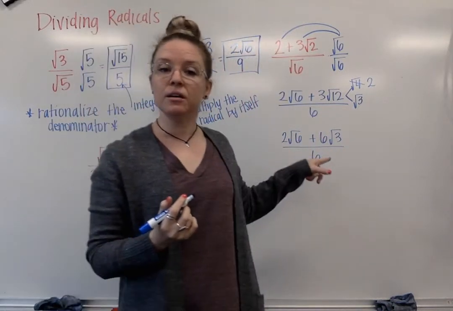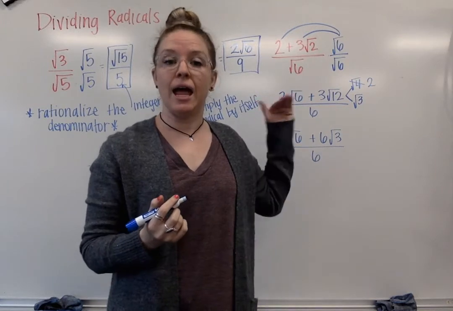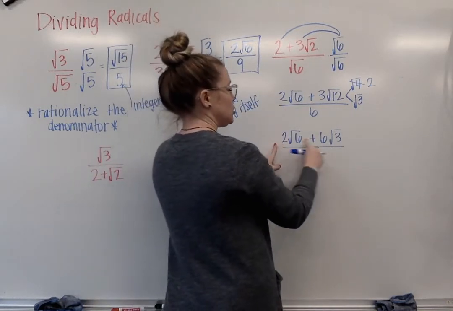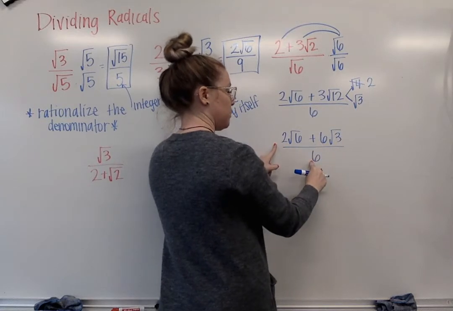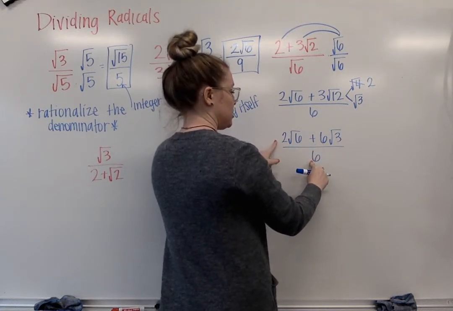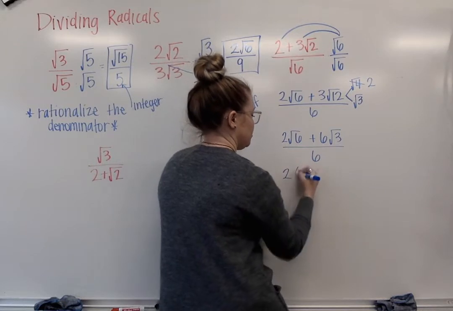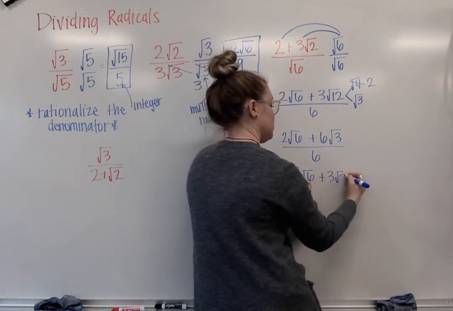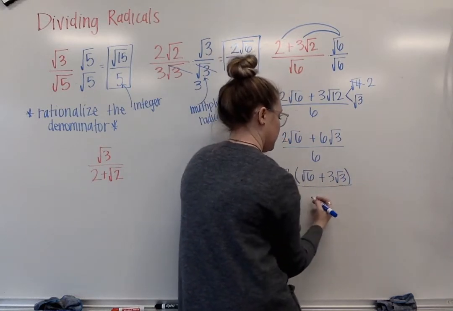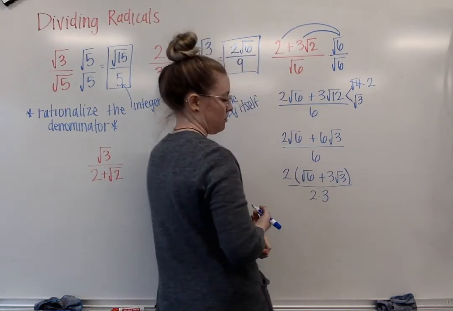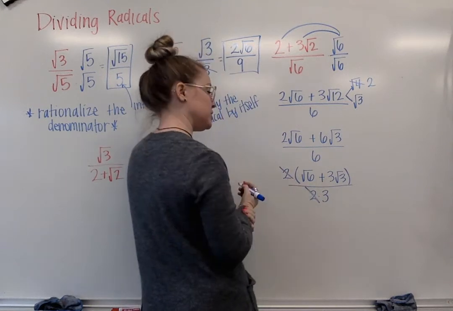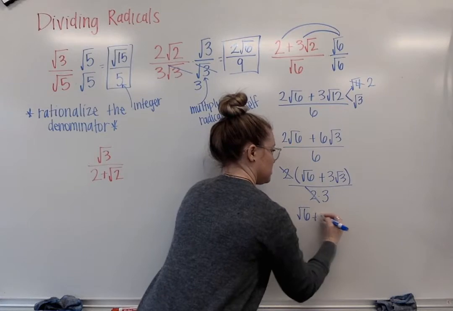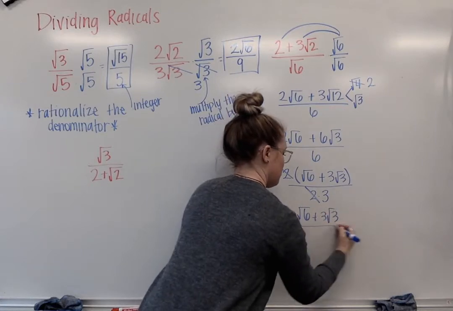So now my denominator is a rational number, and I have simplified my radicals. The cool thing here, 2, 6, and 6 are all divisible by 2. So what I'm going to do is factor a 2 out. So I get root 6 plus 3 root 3 all over 2 times 3. So these 2's are going to reduce. So my fully simplified answer is root 6 plus 3 root 3 over 3.